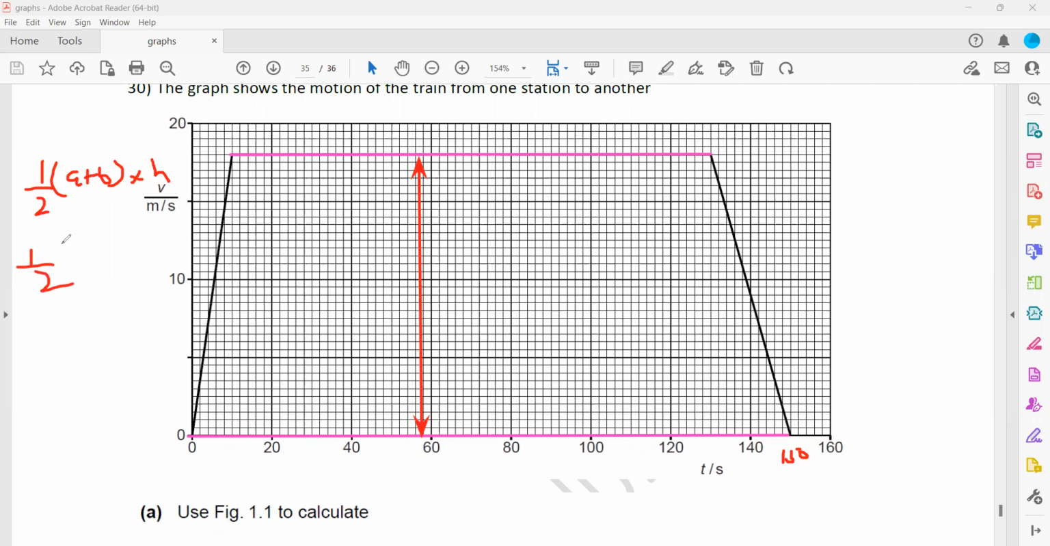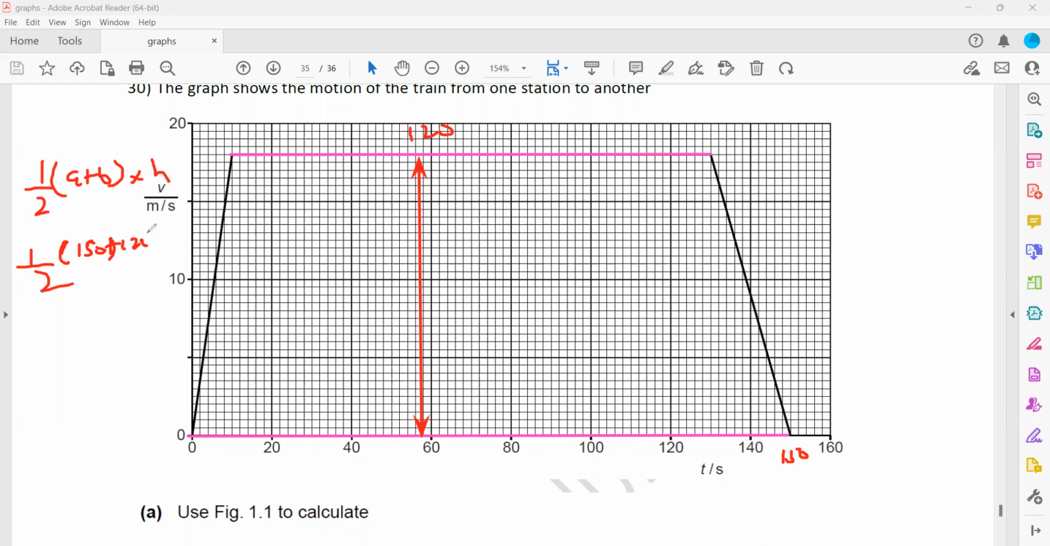It will be half. One of the parallel sides is 150. The other parallel side starts from 10 and ends at 130. From 10 to 130, it will be 120. So this parallel side is 120.